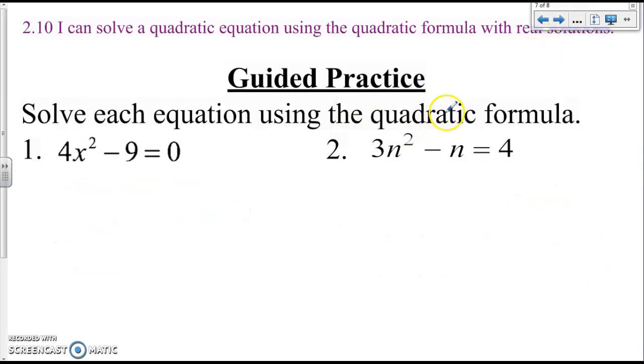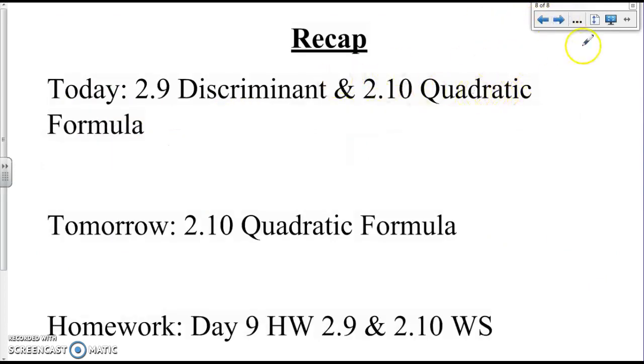Go ahead and try these 2. Notice there's not a b there, so your b is 0. And then we are actually going to practice this a little bit more tomorrow with some imaginary numbers in our solutions. So have a good day.